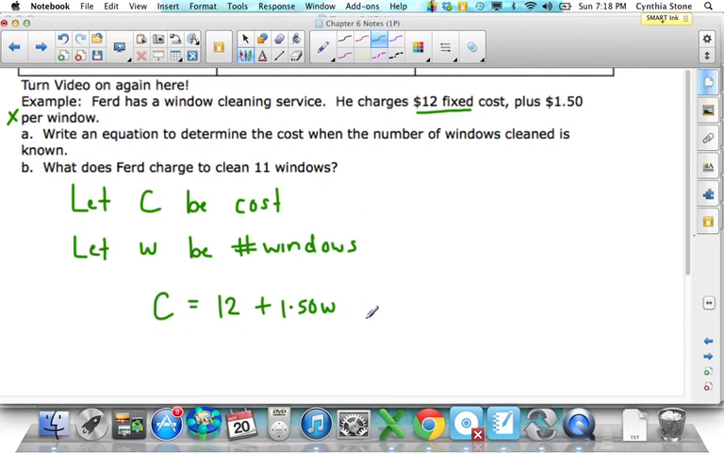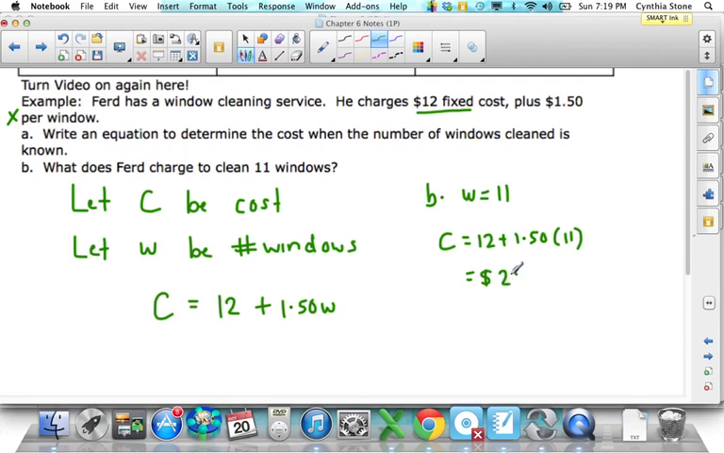And it makes sense because when we say part B, find how much he charges for 11 windows. So that's basically saying, well, we're given that W is 11. So C equals 12 plus 1.50 times 11. You can put that in your calculator, figure out what you get. Plus 12, 28.50. Okay, and does that number make sense?